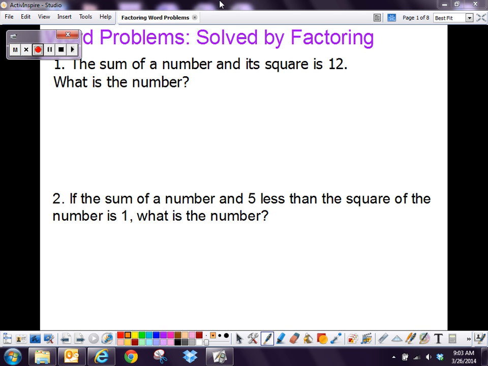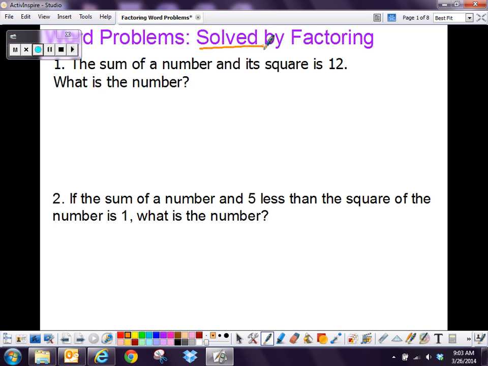Okay, today we are going to talk about word problems that need to be solved by factoring. When you see that word solve, that means that these are going to have an equal sign, and we're going to be looking for solutions. We're not going to just be looking for factors. We're going to be looking for the actual solutions. Okay, so let's get started here.